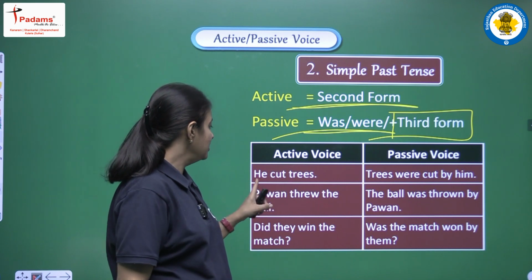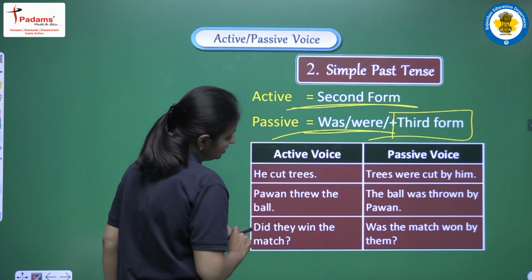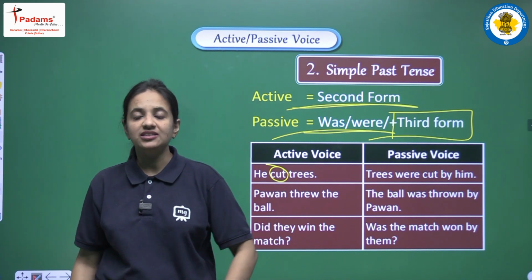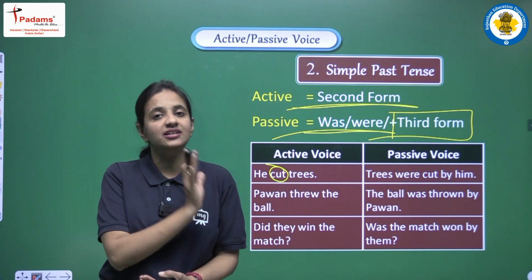Let's see the example. First is: he cut a tree. So students, focus on this sentence very carefully. We are having cut here. So we know that all three forms of cut are cut only. First form is cut, second form is cut, third form is cut.